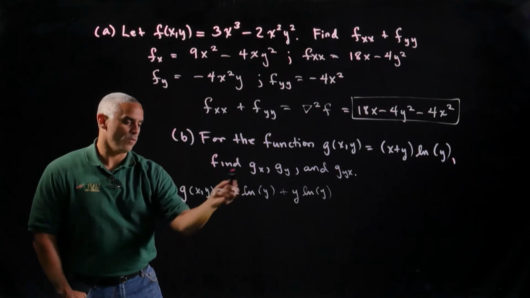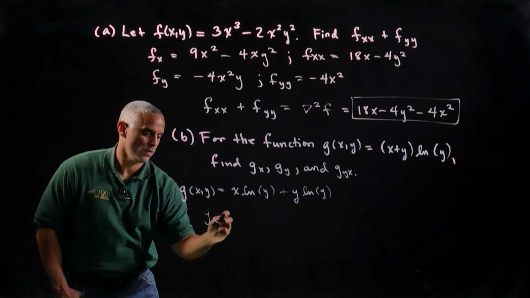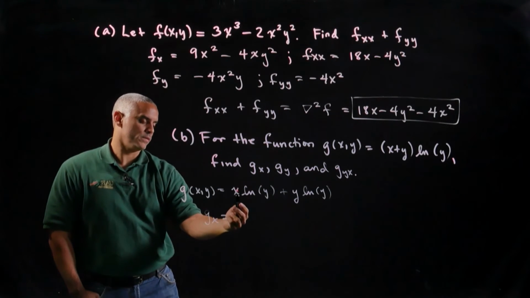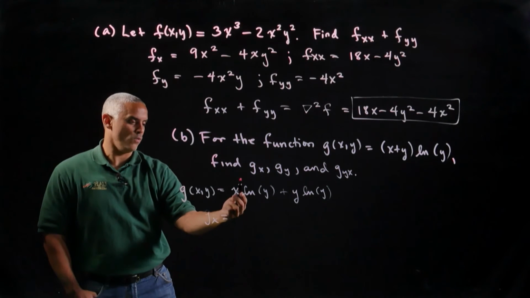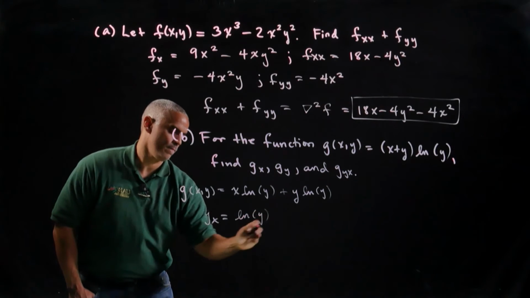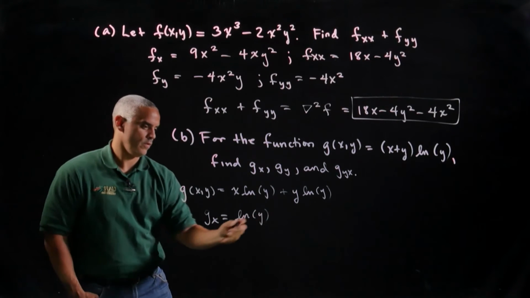If I take the x partial, gx, well, only the first term contains an x. And this is x to the first power, which is giving me 1 times the natural log of y. All right, so that was simple enough.